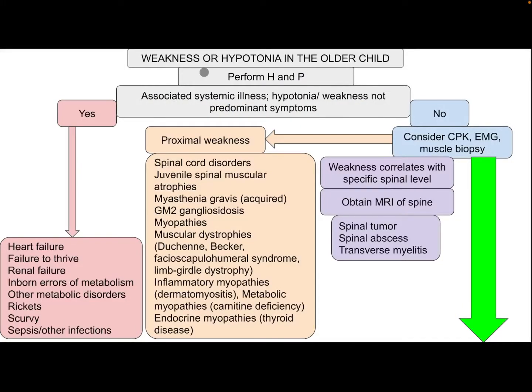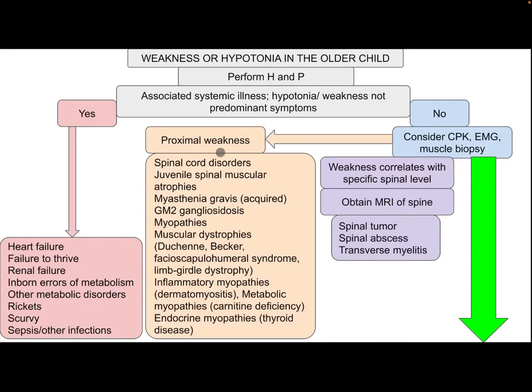How to approach the child with weakness, in the older child, of course, not the infant. After performing history and physical examination, is there an associated sign or symptom of illness, with hypotonia or weakness not predominant? If yes, consider heart failure, failure to thrive, renal failure, inborn error of metabolism, other metabolic disorder, rickets, scurvy, sepsis, and other infection. If no, consider creatine phosphokinase, EMG, muscle biopsy.